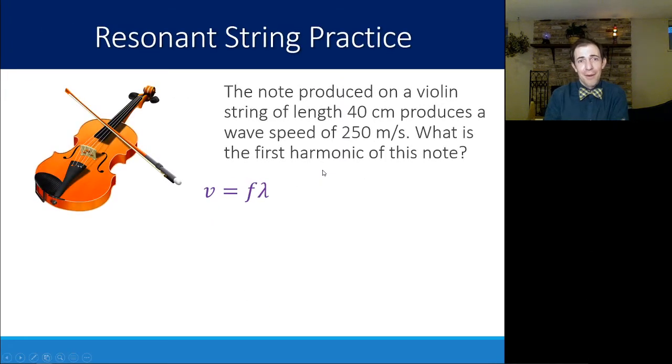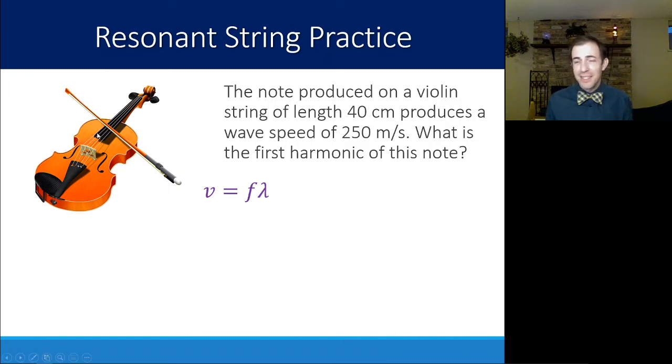Next example I want to look at is a string instrument of a similar sort of thing. Here we have a note being produced on a violin that has a string length of 40 centimeters and a wave speed in that string of 250 meters per second. So what is the first harmonic, this fundamental frequency of the note?